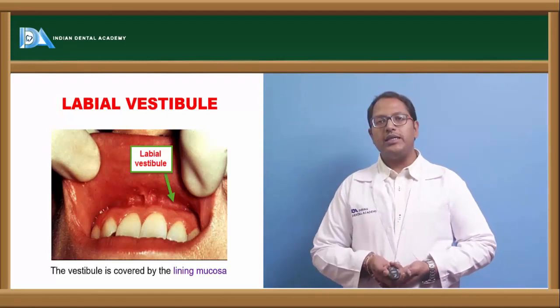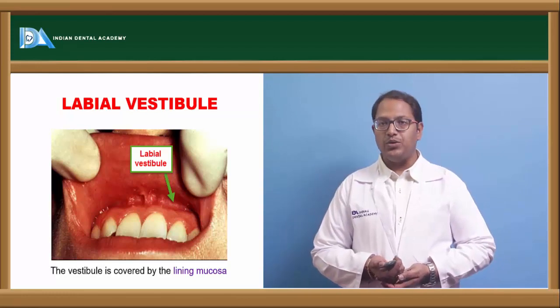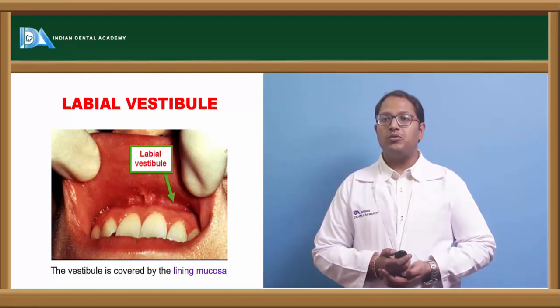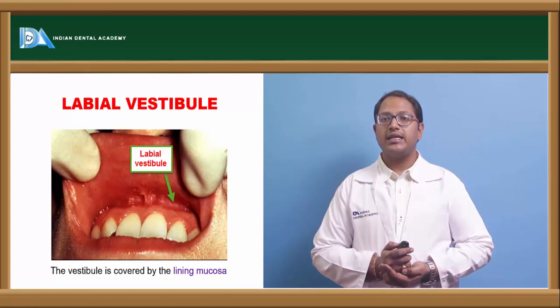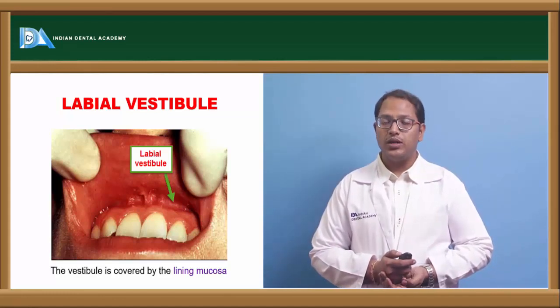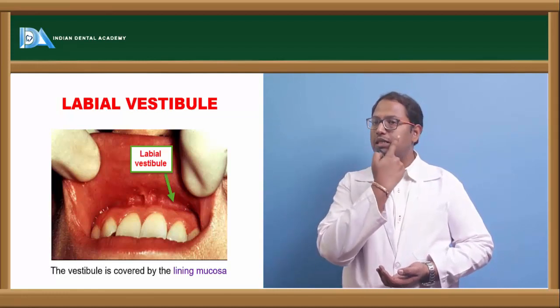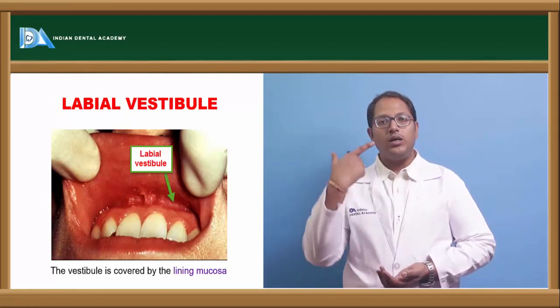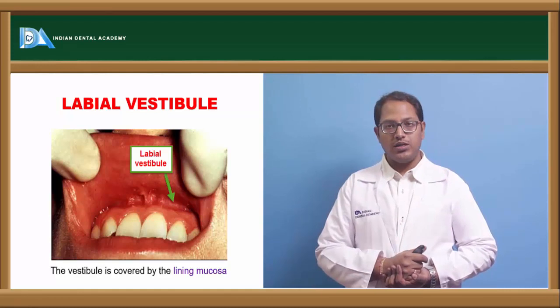Now we all know that it is lined by the lining mucosa. But do we know which muscle exerts its effect on this particular section? That is the orbicularis oris. Where is this muscle present? In this area. It is a horizontally running muscle.